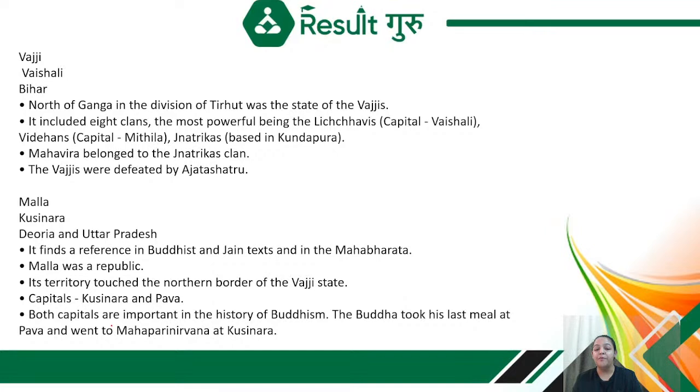The Buddha took his last meal at Pava, and he also achieved his Mahaparinirvan in Kusinara or Kusinagra. So you can see that this place is important from the Brahminical point of view as well, and from the Buddhist point of view as well. So that is the most important. I would say it's a very important Mahajanapada. Okay, let me know if you have doubts in any of these two, otherwise we will continue.